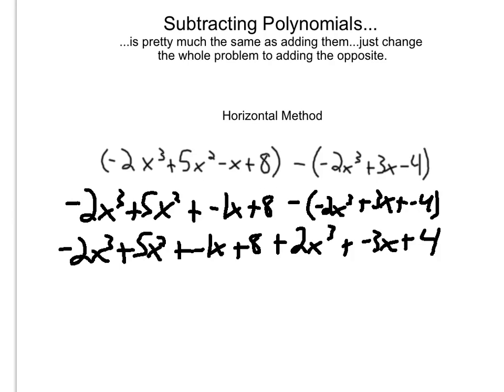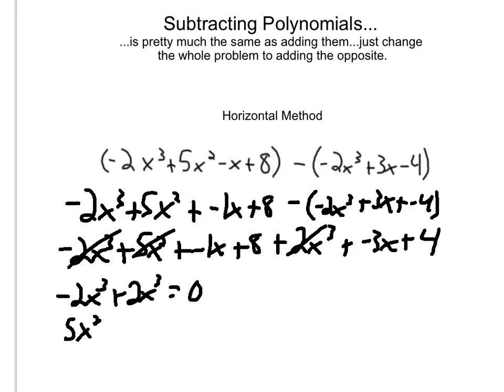Now we're going to combine some like terms. Okay, so negative 2x cubed plus 2x cubed, well, that equals 0, so essentially those just cancel out. Okay, then we've got a 5x squared, and there's no other x squared to add that to, so we're going to leave it alone.